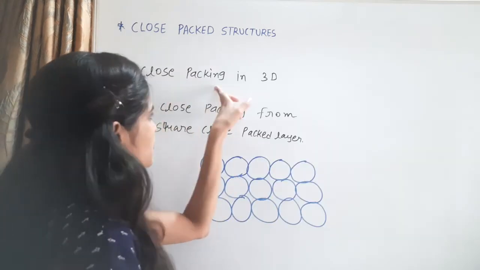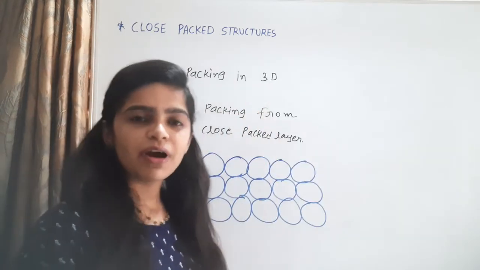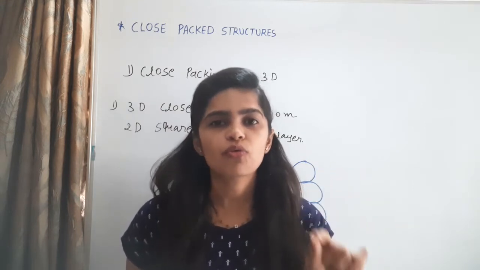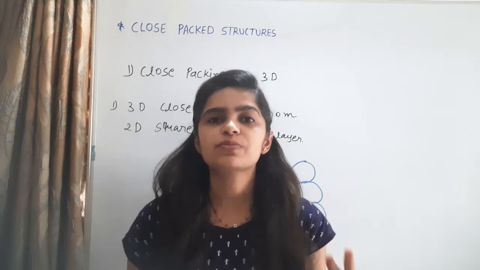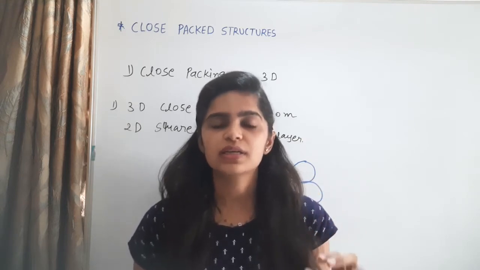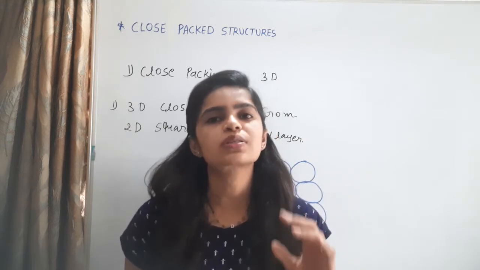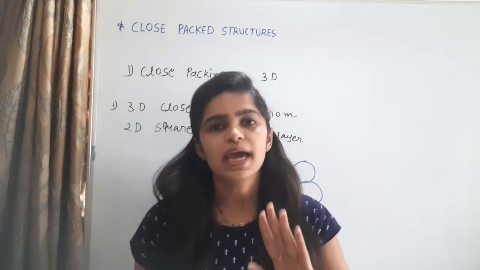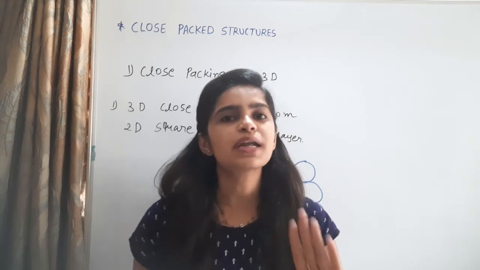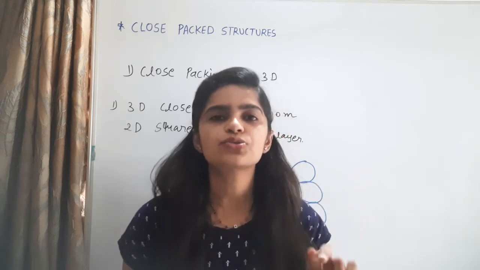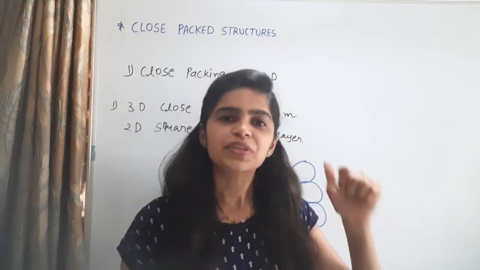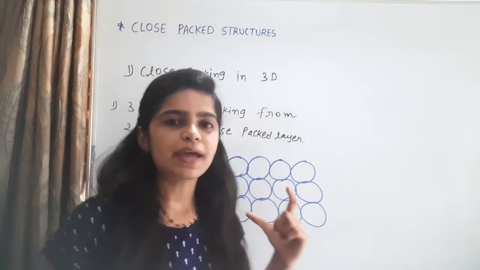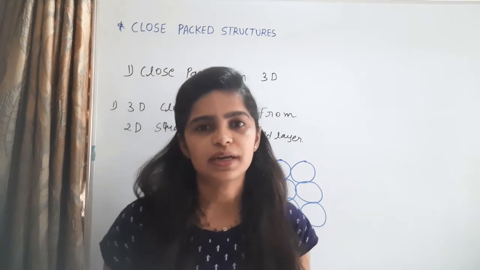Next, close packing in 3 dimensions. 1 dimension means only one direction, like X or Y or Z. 2 dimension means two directions, X and Y, Y and Z, or X and Z. And 3 dimension means X, Y and Z. This is the arrangement of atoms in different directions for 1 dimensional, 2 dimensional and 3 dimensional. We discuss the 3 dimension. 3 dimension means the atom arrangement in X, Y and Z directions.